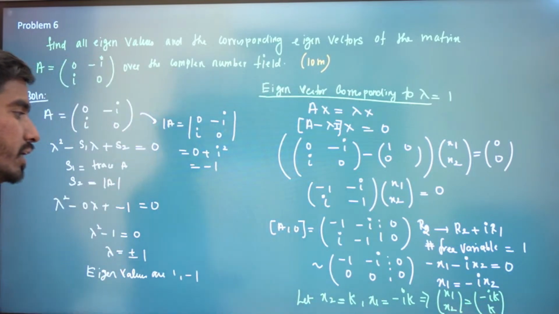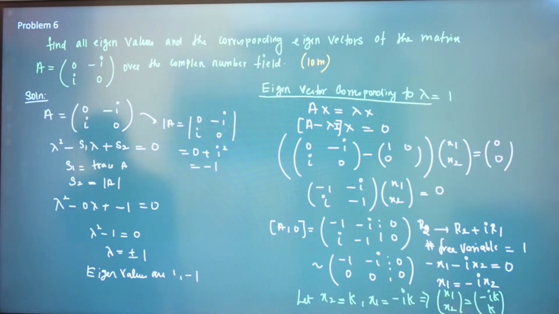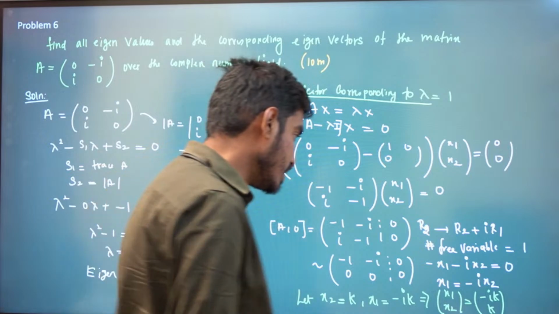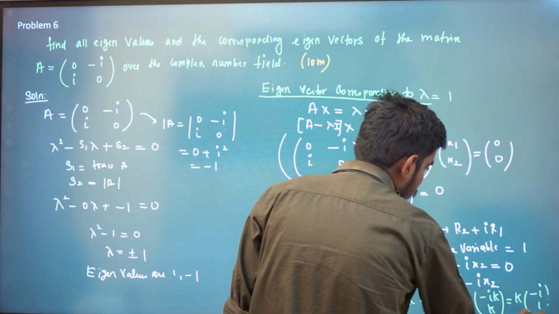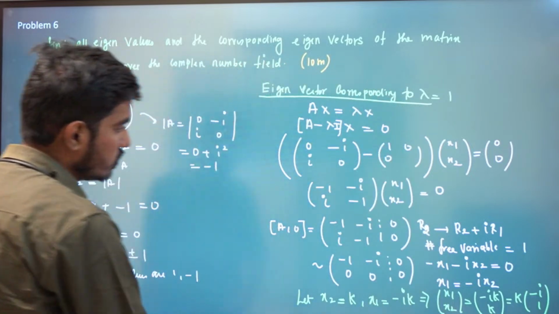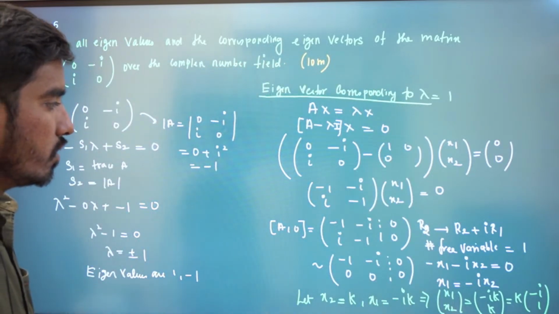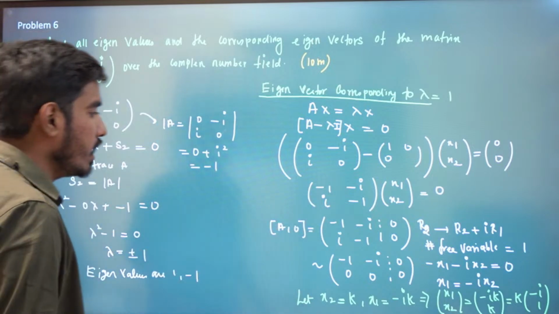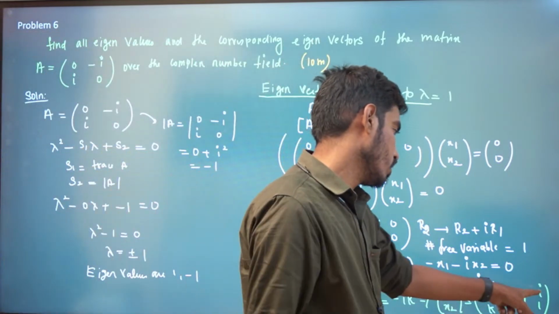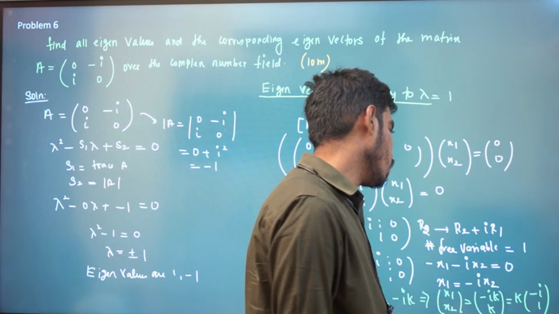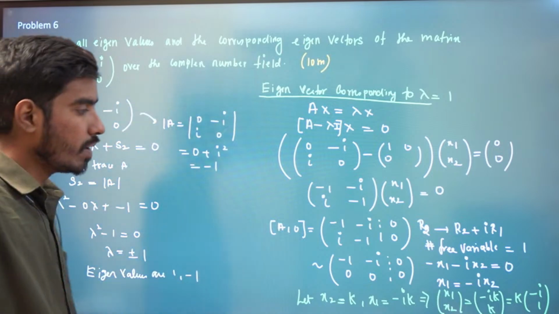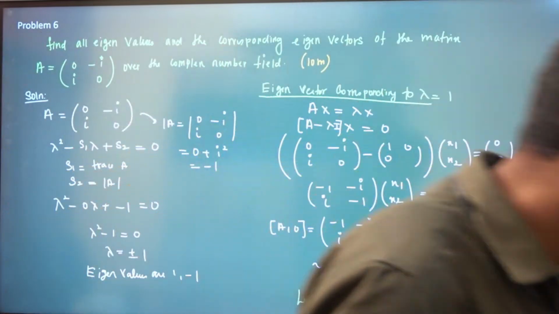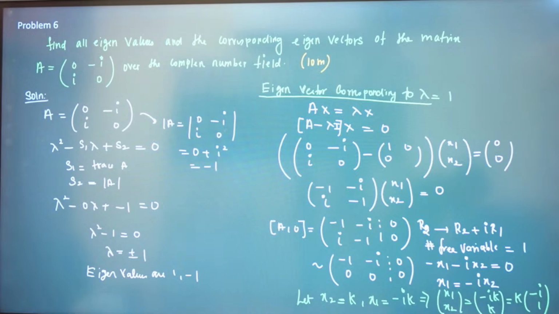If you take k outside, that eigenspace is spanned by the vector (minus i, 1), right? Or else, if you multiply by i, i squared is minus 1, so we'll have (1, i). Okay, no problem. So this eigenspace is spanned by the vector (minus i, 1).